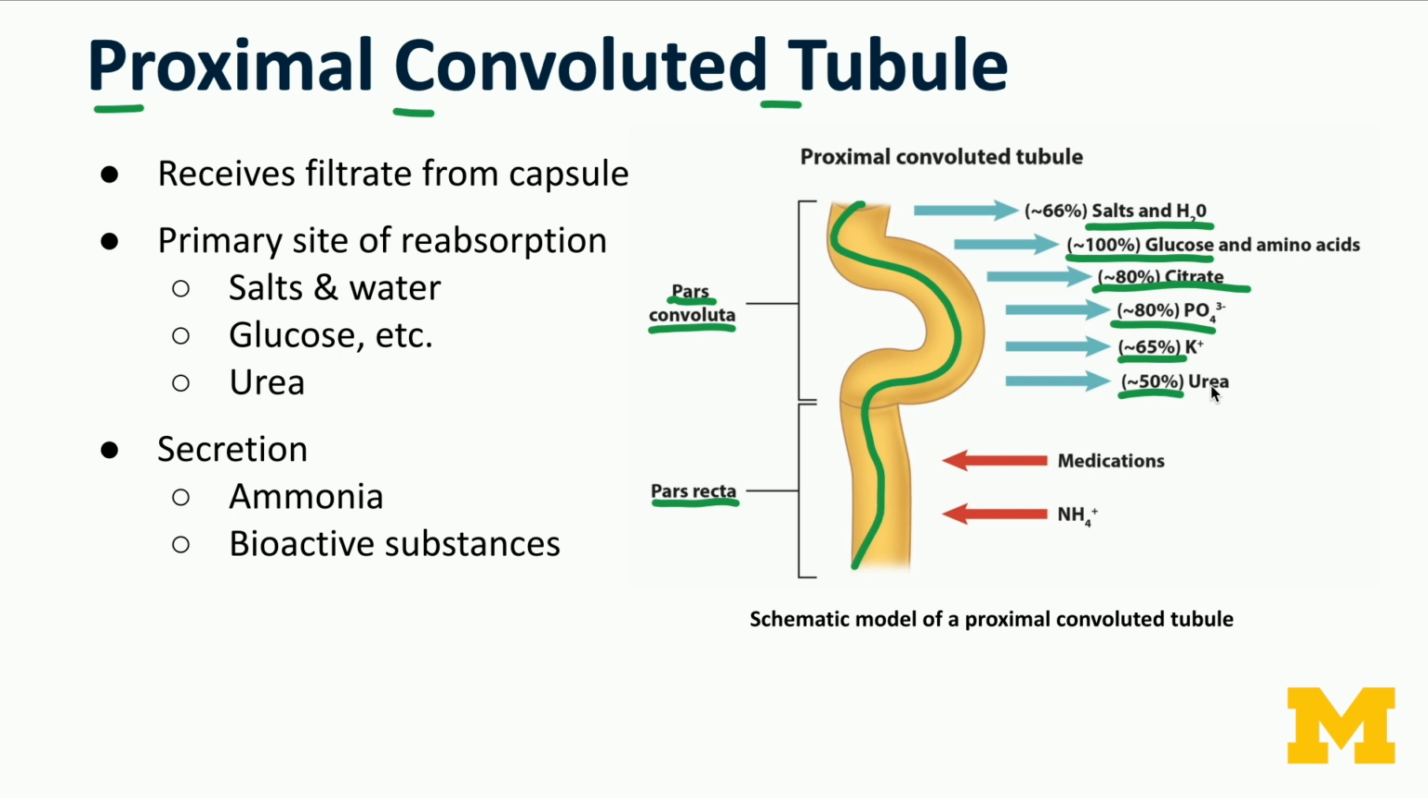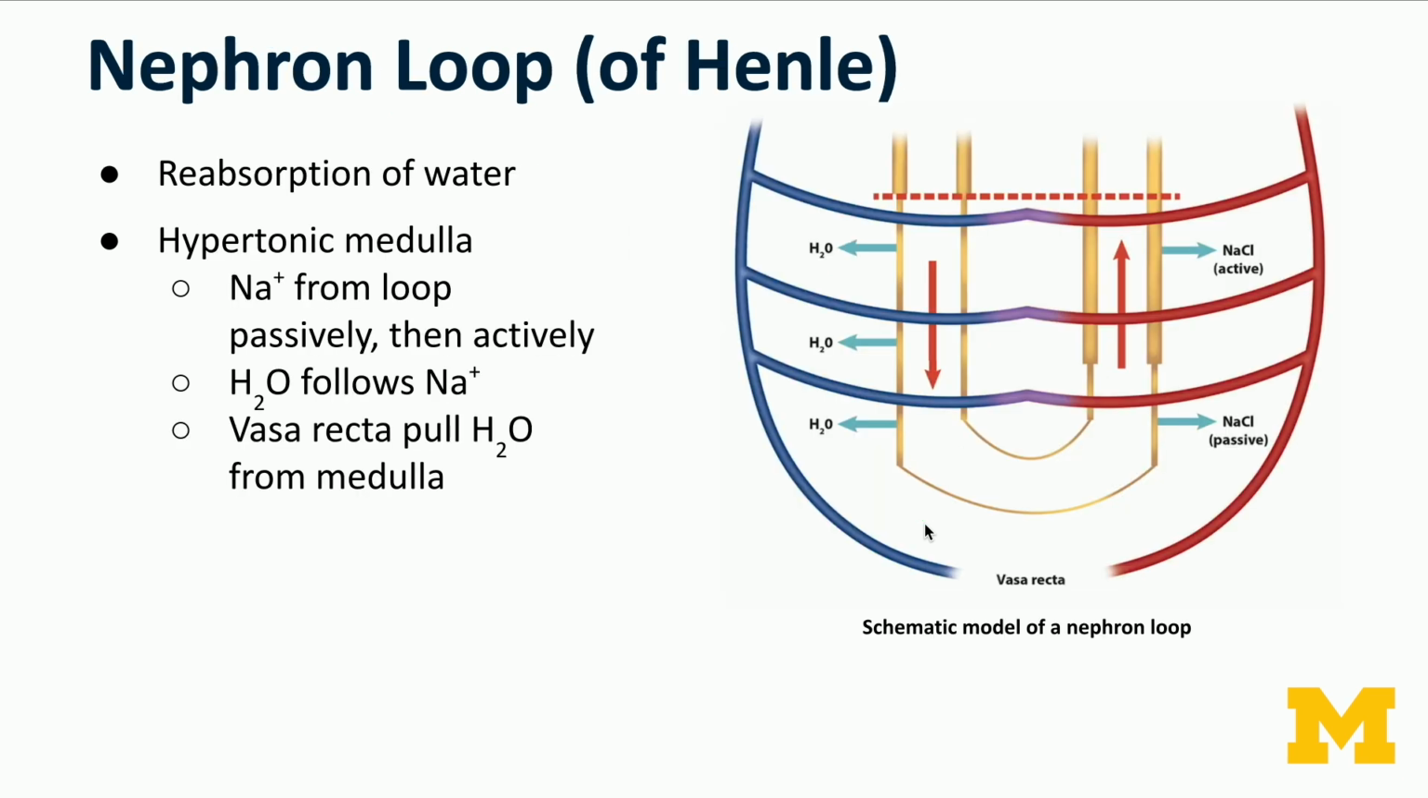We'll also have processes of tubular secretion, so any bioactive substances such as medication or ammonia-rich substances will be pushed from the blood and into the filtrate here. This proximal convoluted tubule is then going to move into the nephron loop. The nephron loop, or the loop of Henle, is a place where we can further refine and reabsorb water.